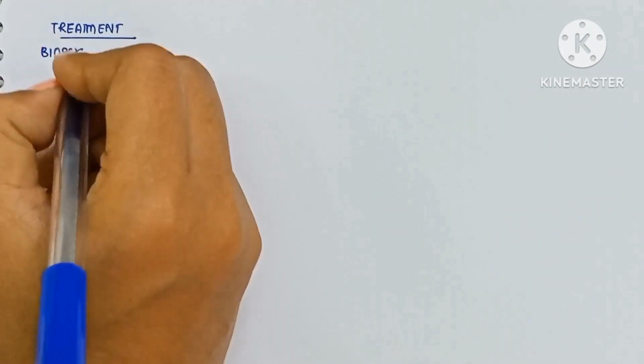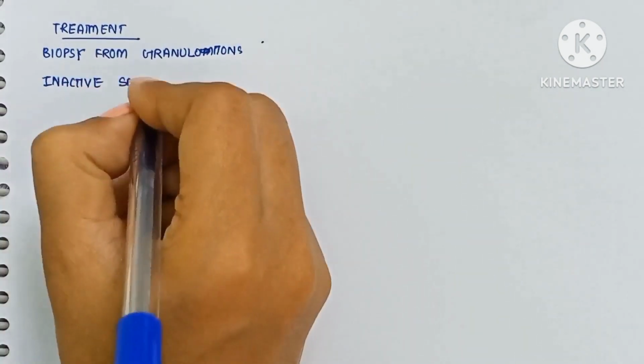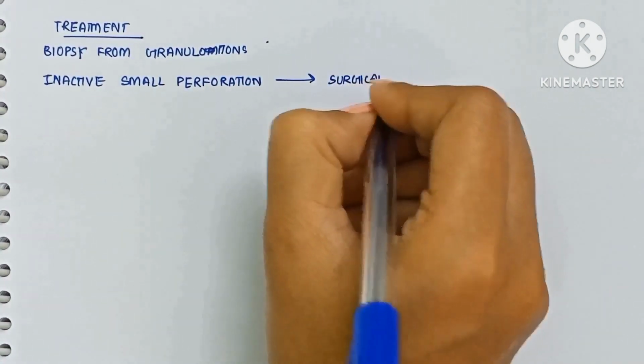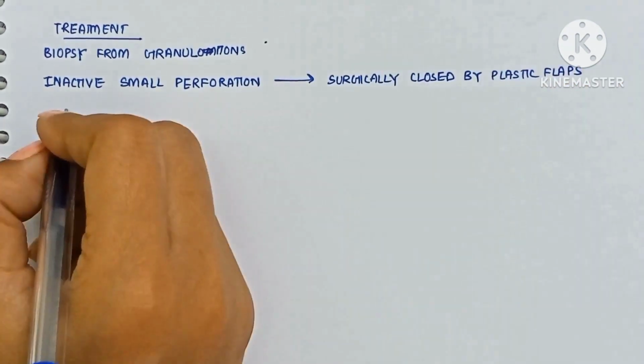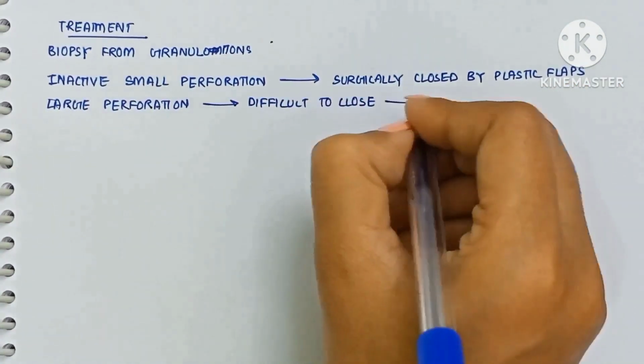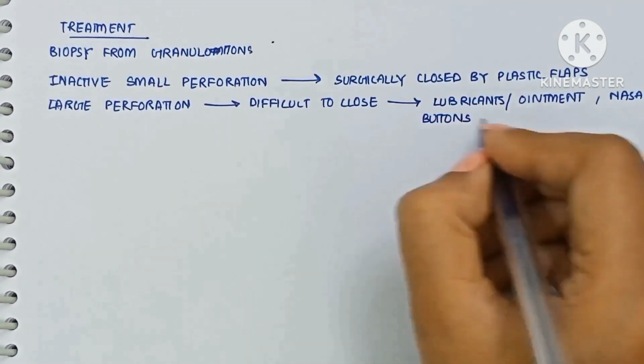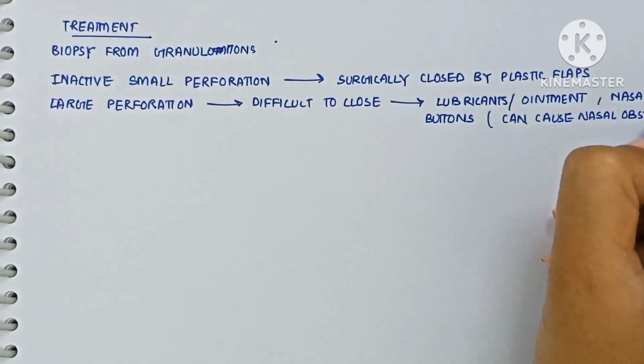Now, the treatment of the perforation is biopsy from the granulation. An inactive small perforation is surgically closed by a plastic flap. Large perforations are difficult to close. Lubricants, ointment or a nasal button are used, which may cause nasal obstruction.